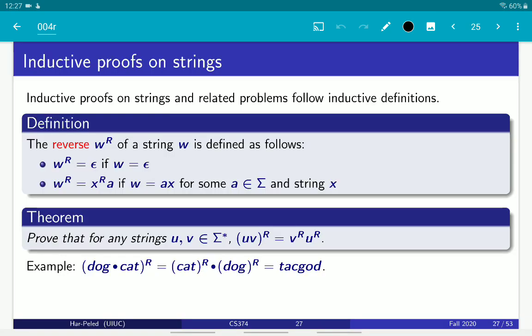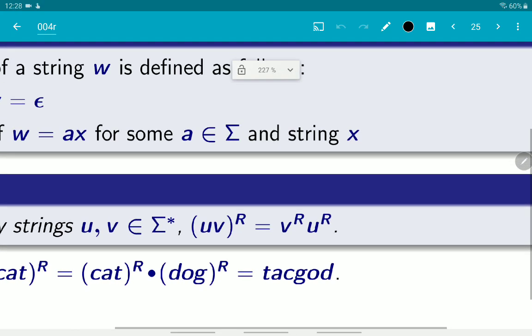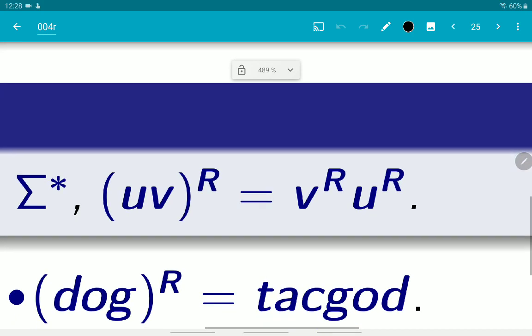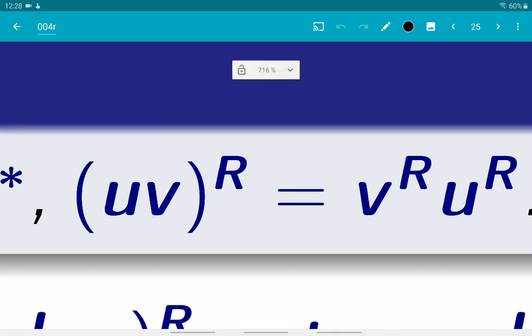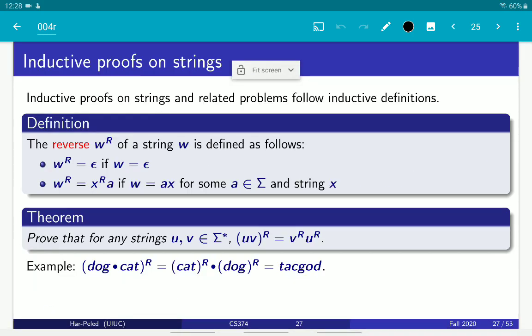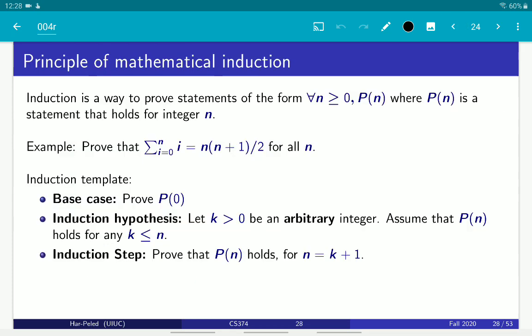And we would like to prove the following claim: if you take two strings U and V and reverse their concatenation, this is equivalent to reversing the second string V and concatenating it with the reverse of the first string U. So this is this formula here. That's what we want to prove. And here is an example: the reverse of dog cat is tac god. Okay, so the question is how to prove such a claim.